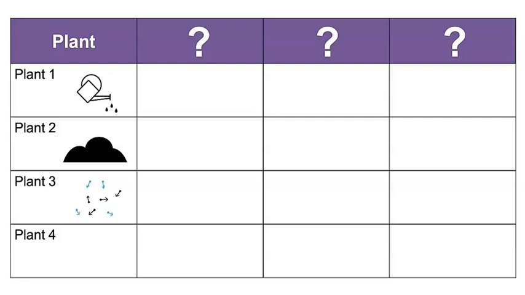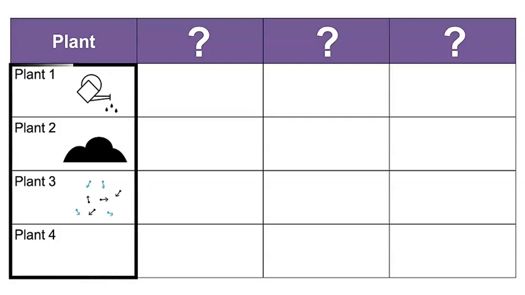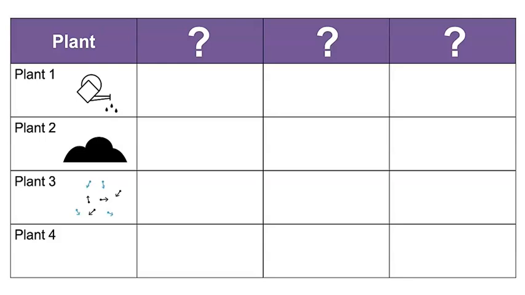And wait a minute, why are there 4 plants if we're only testing 3 variables? Well, that's a great question. In order to test our variables, we need what's called a control. The control plant will get all the possible sources of matter: water, soil, and air. We can expect the control to grow normally, so it gives us something to compare other plants to.